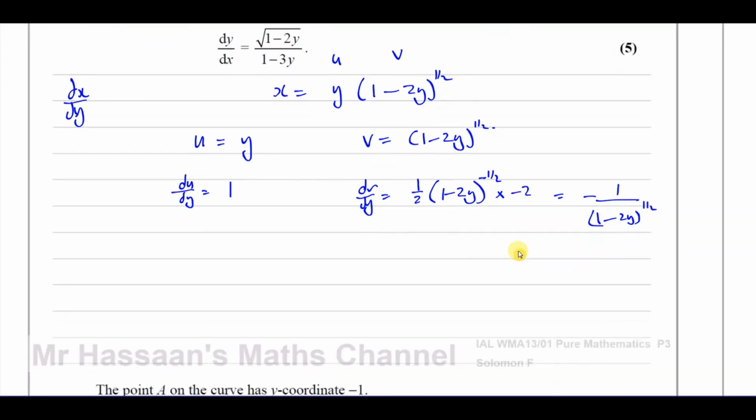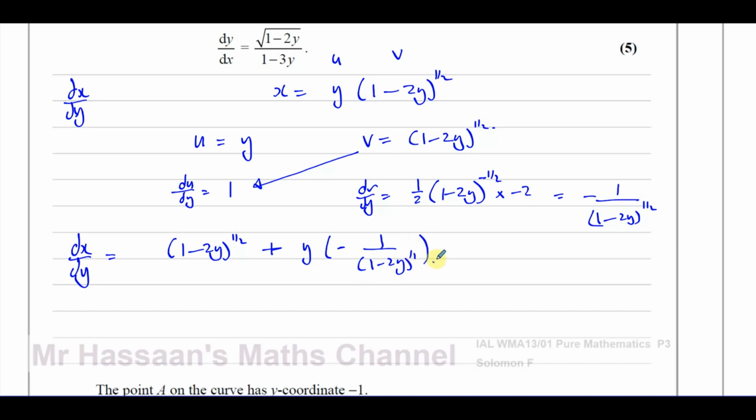So now I'm going to use the product rule. dx/dy is equal to, multiply these two together, so I have 1 times 1 minus 2y to the power of a half, plus these two multiplied together, so I'll have y times minus 1 over 1 minus 2y to the power of a half. Okay, so I'll end up with 1 minus 2y to the power of a half, minus y over 1 minus 2y to the power of a half.